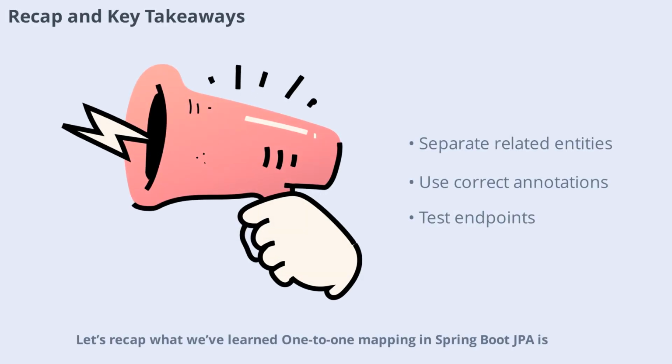Let's recap what we've learned. One-to-one mapping in Spring Boot JPA is a powerful tool for structuring your data. By separating related entities, you keep your database clean, efficient, and easy to manage. Remember to define owner and inverse sides, use the right annotations, and test your endpoints thoroughly. With these practices, you'll build robust applications that scale smoothly.